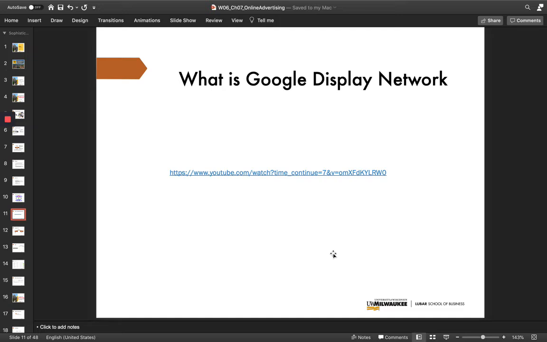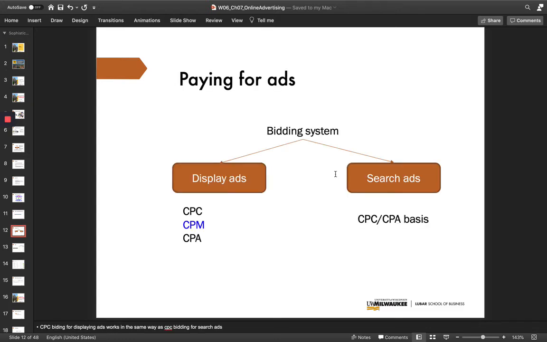And what is Google Display Network? You can click this link to get some detailed information. So here, online advertising. This chapter is different from the previous chapter, paid search advertising or paid search marketing.